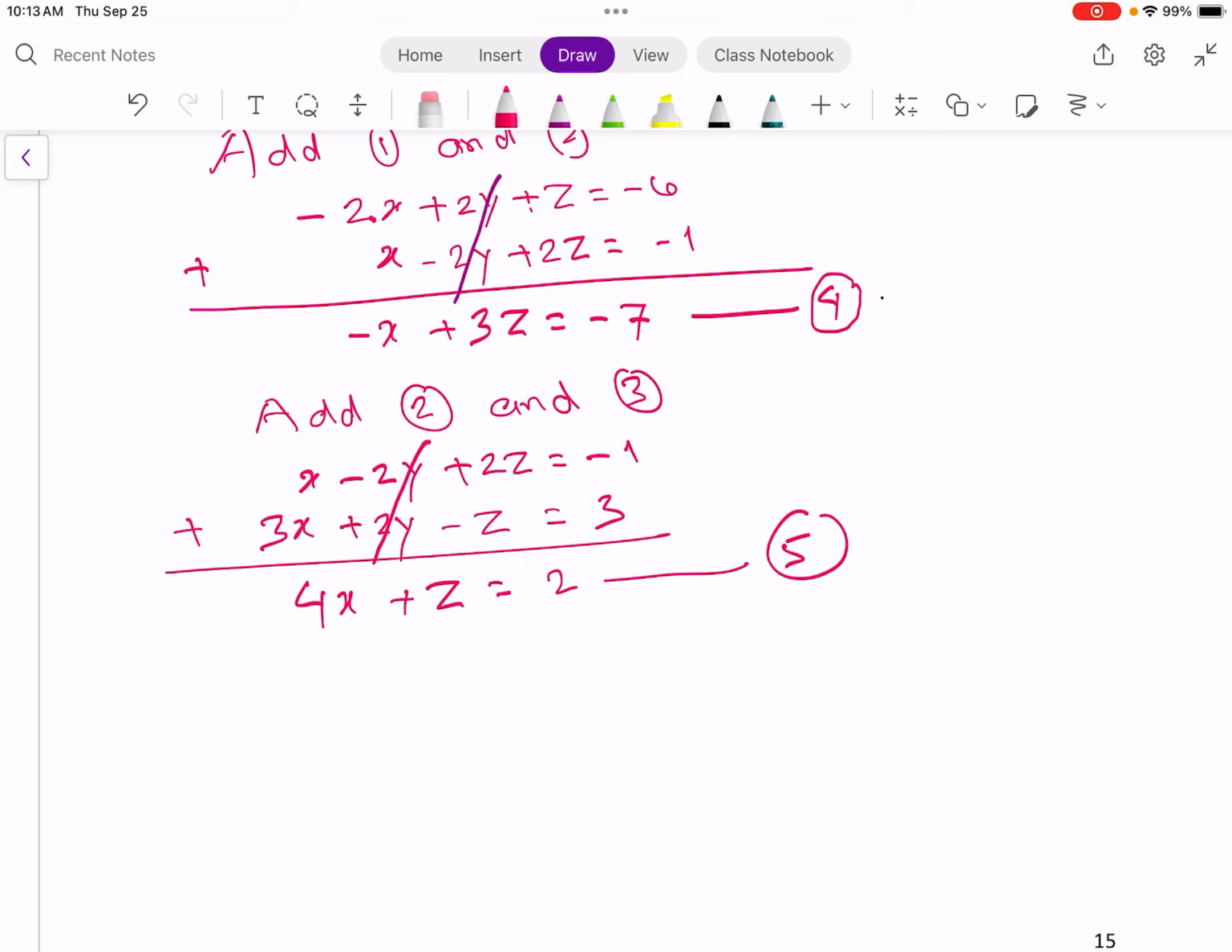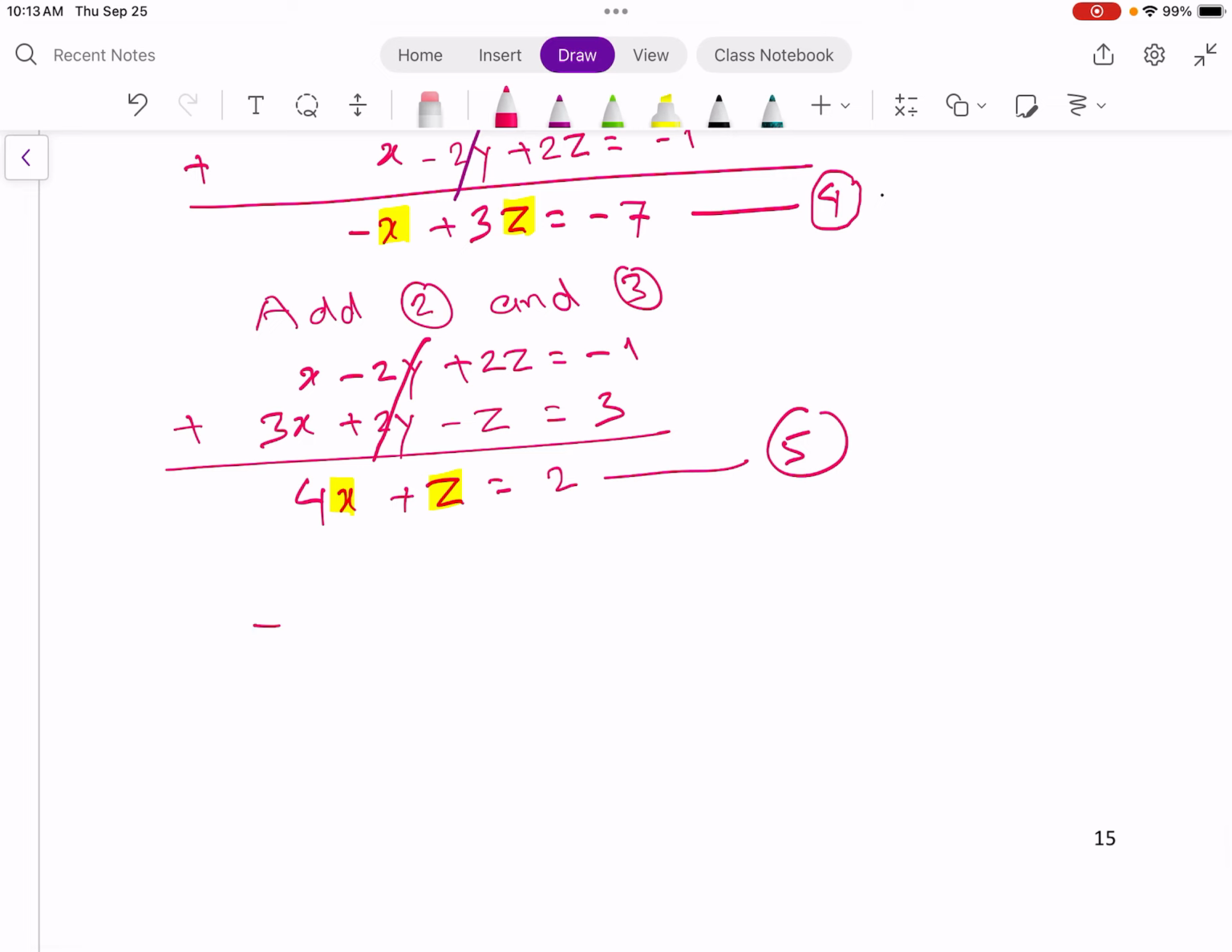We have 2 variables, right? So in equation 4, we have x, g. In equation 5, we have x, g. Now, let's eliminate one variable by adding equations 4 and 5. So let me write 4 and 5 together. So we have equation 4, negative x plus 3g equals negative 7. And our equation 5 is 4x plus g equals 2.